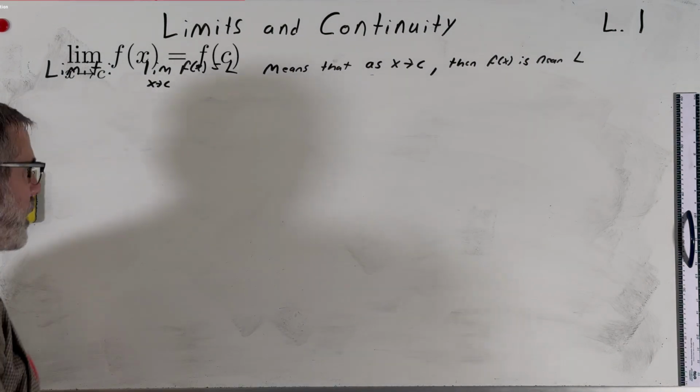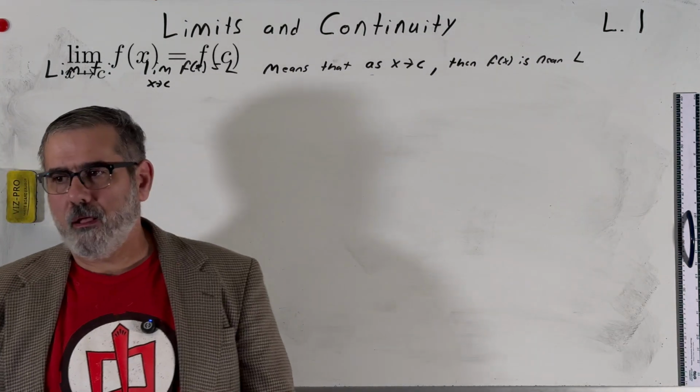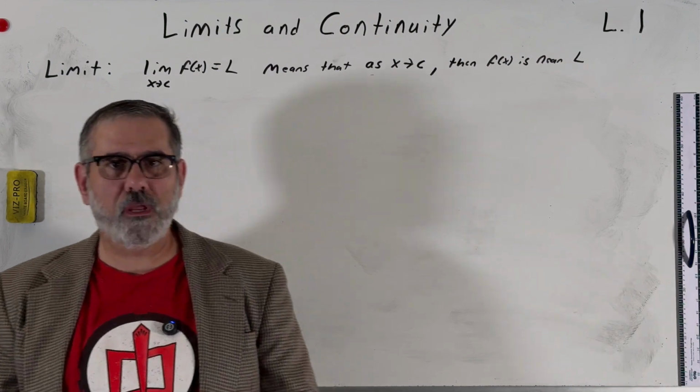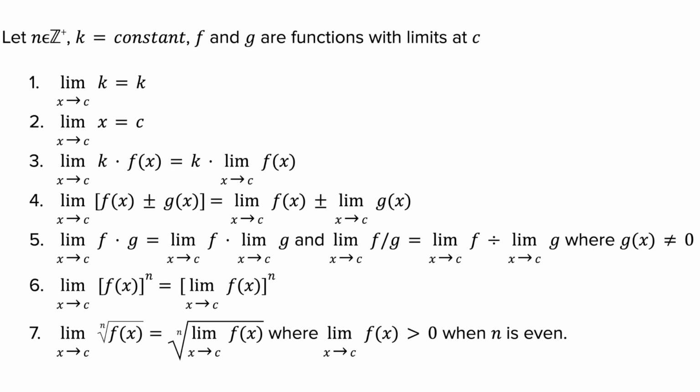All right, now I'm going to go through some fundamental theorems. These are the main limit theorems, and I'm just going to read them off. I'll display them on the screen on the computer. In this case, we'll let n be some positive integer, k will be some constant, f and g are functions with limits at c, so at x equals c. The first theorem is that the limit as x approaches c of the constant k is just equal to k. The second theorem is the limit as x approaches c of x is equal to c.